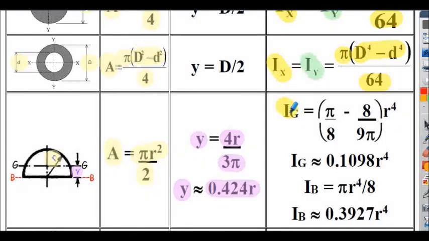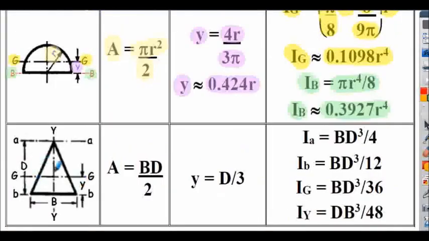I've also stated the I_G, that's the I about the centroidal axis shown here, GG, and the exact value of I_G is pi divided by 8 minus 8 divided by 9 pi, and that's all multiplied by r to the power 4, and the approximate value for I_G is 0.1098 r to the 4. And I've also stated the second area moment about axis BB, that's the base of the semicircle. The exact value we proved on a previous slide, pi r to the 4 divided by 8, or I_B is approximately equal to 0.3927 r to the 4.